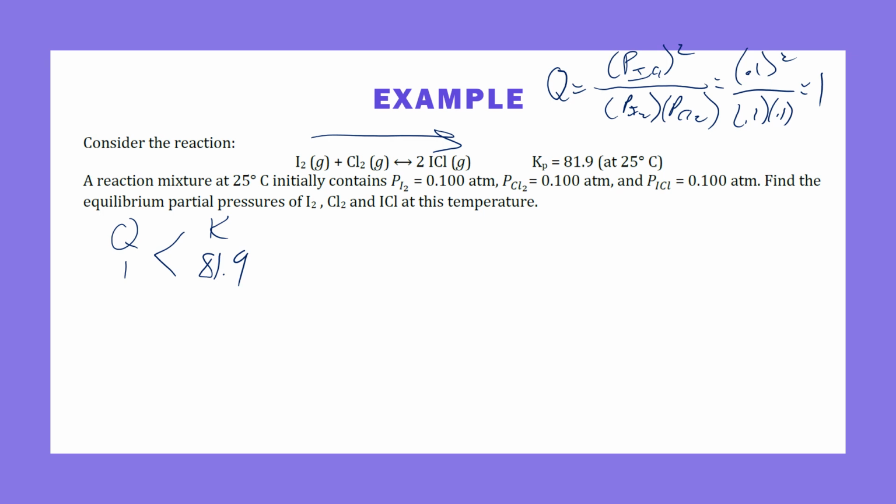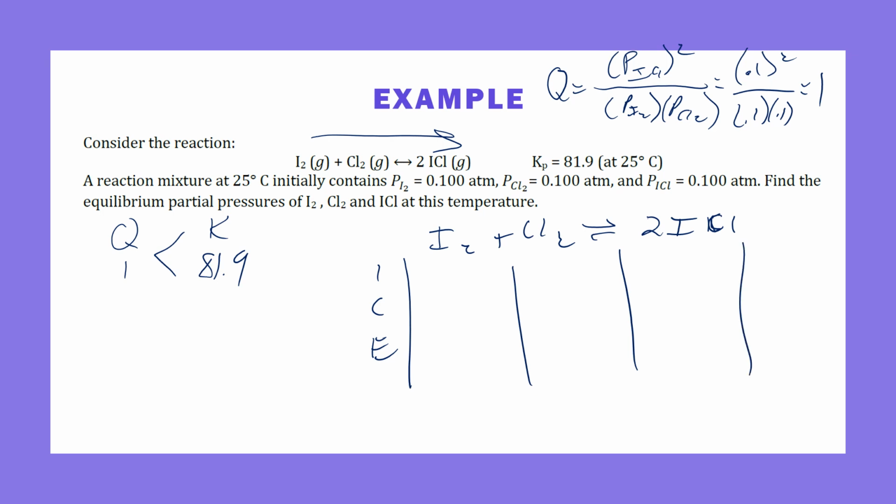So let's go ahead and make our ICE chart now. We have I2 plus Cl2 and the 2 ICl. And we're going to use our pressures here. We have 0.1, 0.1, and 0.1. And we know that it's going to go towards the products, so we will increase the product side and decrease the reactant side. And then we will use the coefficients to find out how much it will increase or decrease. I2 will decrease by x, Cl2 will decrease by x, and ICl will increase by 2x. So at equilibrium, we have 0.1 minus x, 0.1 minus x, and 0.1 plus 2x.